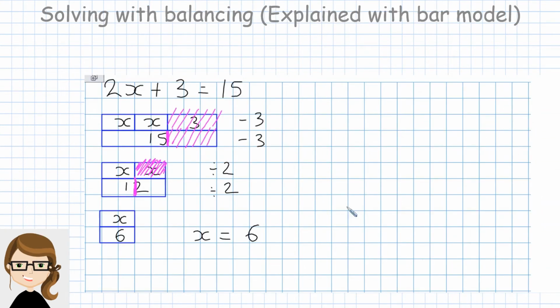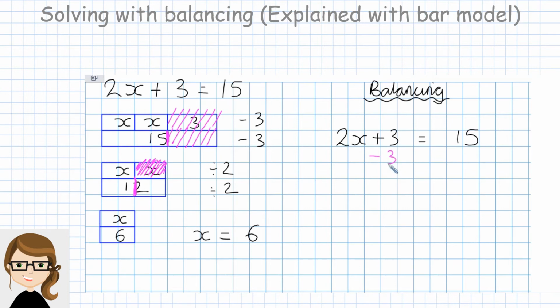So here's the bar model that I just completed, where we solved the equation by balancing the top and bottom parts of the bar, by removing the same amount each time, or by doing the same thing at every stage of the process. So we took away 3, then we divided by 2. So for the balancing method, instead of having top and bottom, we have left and right. So it looks a lot more like the actual equation. 2x plus 3 is the left-hand side, and 15 is on the right-hand side.